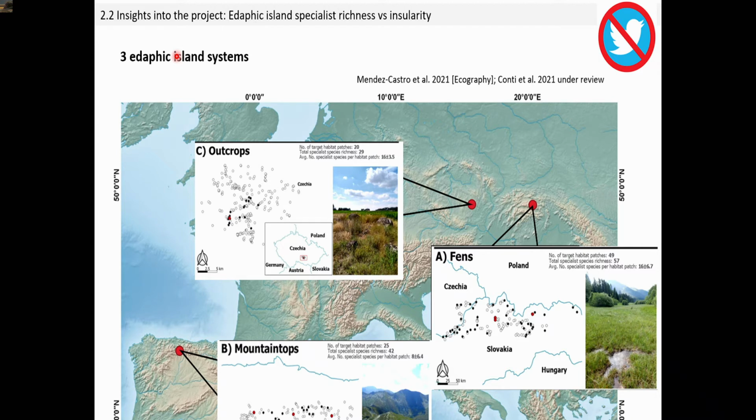And now we are going into some results really related to our data from the project. The first one is about the taxonomic aspect. We studied edaphic island specialist richness versus insularity, and we focused, as model systems, on 3 edaphic island systems. One is the spring calcareous fens in the Western Carpathians. Another is the Trebich outcrops here in the Czech Republic, and the third is the mountain tops in Cantabria, Spain.